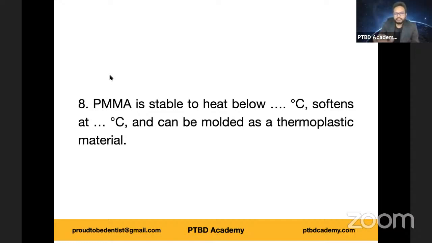Okay, this will be the final one which is tough. The rest of them will be relatively easy. Just two more questions. So polymethylmethacrylate is a polymer, right? It is stable to heat below which temperature and softens at which temperature and can be molded as thermoplastic material from that particular temperature. So just try to answer these two blanks. Polymethylmethacrylate is stable to heat below dash degree centigrade and softens at which particular temperature?